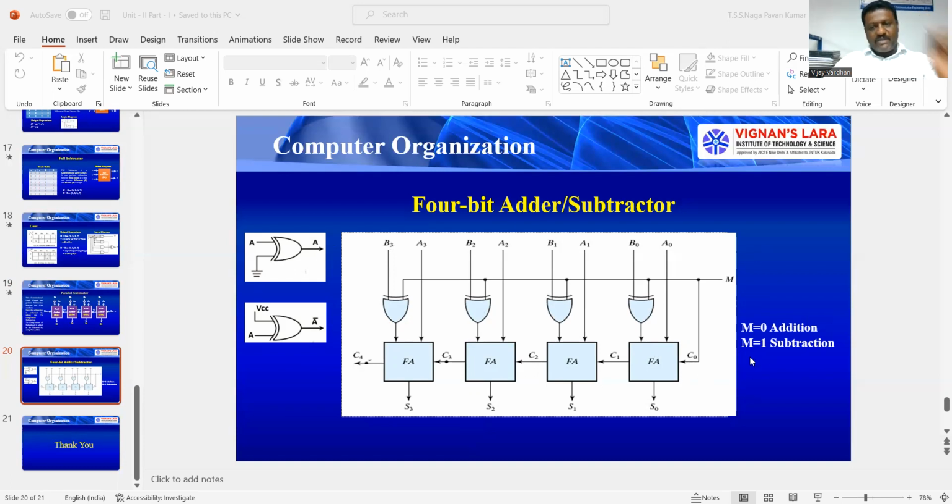And next, if you consider the M bit equal to 1, that is the subtraction case. Because C0 initial is equal to 1, and for the XOR gate, one input is equal to 1, which means it is connected to VCC. The other input is B. 1 exclusive ORed with B gives B bar. So these XOR gates produce B0 bar, B1 bar, B2 bar, B3 bar. At the same time, C0 is equal to 1. That means now your circuit will act as a parallel subtractor circuit.